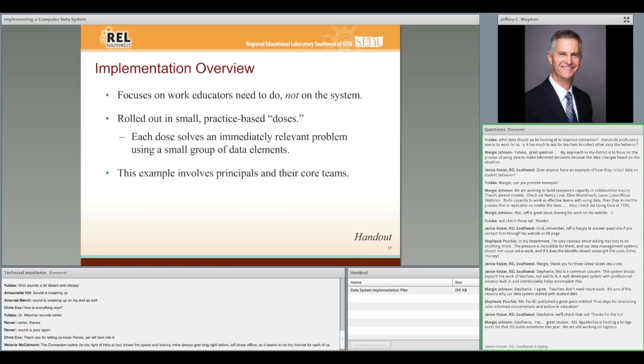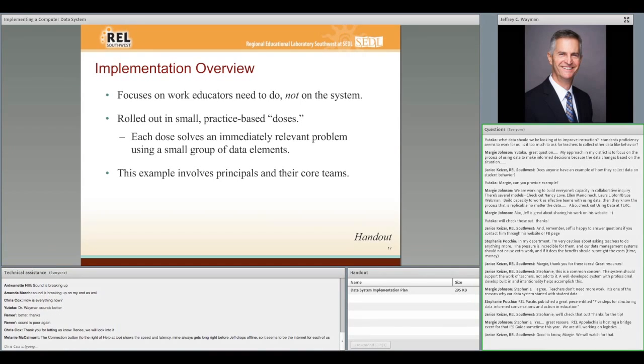The overview of this is that this rollout plan focuses on the work. It does not focus on the system. In fact, what you're going to see here is very, very little actually system-based. I'm guessing that unless you told them, most people involved in this implementation plan would never have an idea that they were getting a data system implemented. That's because we're focusing on the work, because the data system is a tool to support the work, not vice versa.